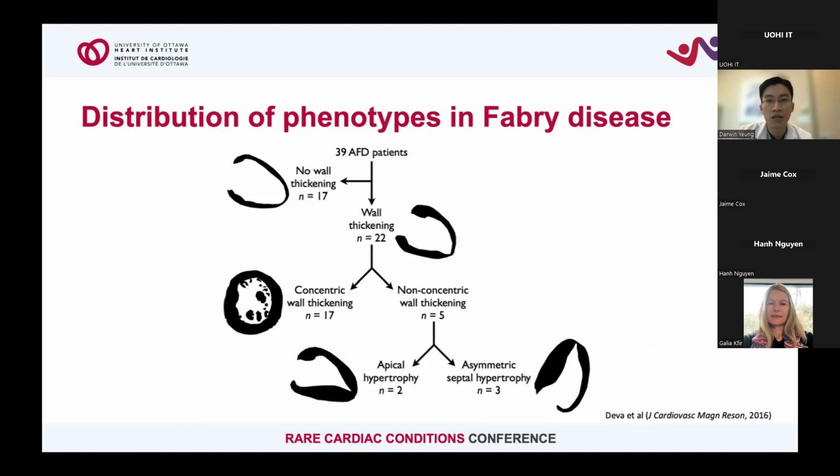This is a nice MRI-based study that aimed to describe the distribution of phenotypes in patients with Fabry disease who have increased LV wall thickness. The majority, again, have this concentric type, but of the non-concentric LVH phenotypes, just over half of them have this asymmetric septal variant, and the other less than half demonstrate the apical variant.